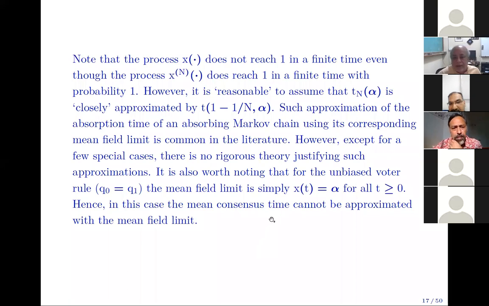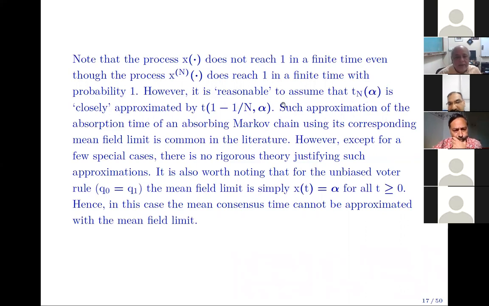However, the process x dot never reaches 1 in a finite time, even though the finite process xn does reach 1 in a finite time. Because when we let n go to infinity, we're really looking at an infinite volume limit, in which case if there are infinitely many agents, they will never reach 1 in finite time. It will be an asymptotic one. Asymptotically, it will be 1.